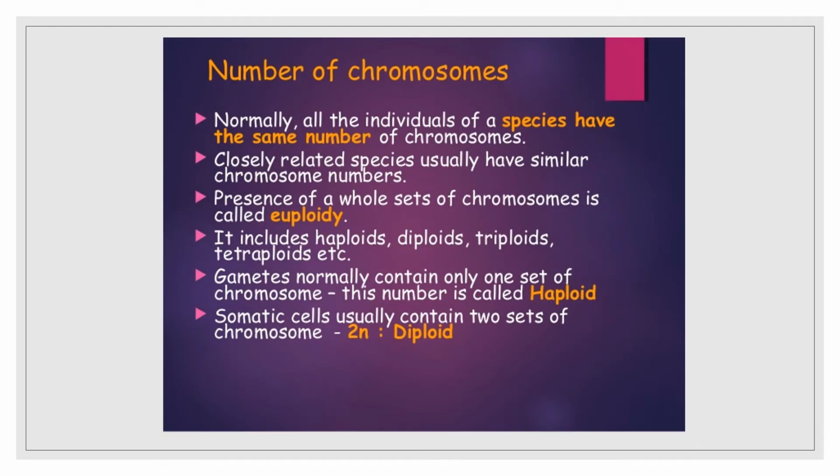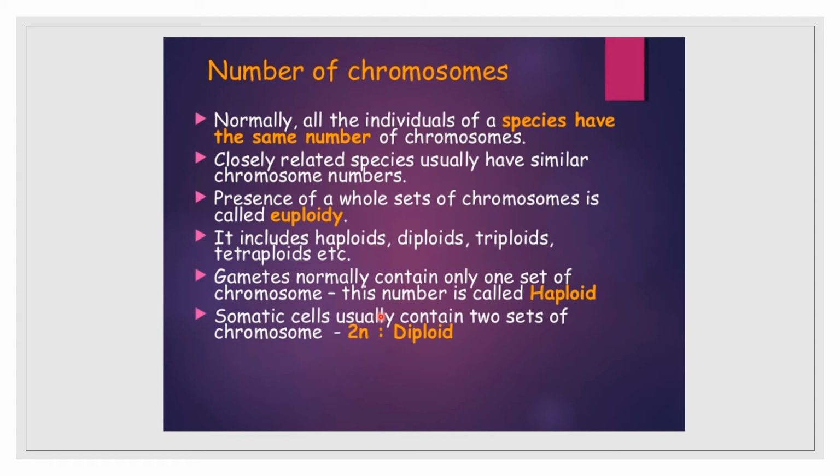The number of chromosomes varies from species to species, but all the individuals of a species have the same number of chromosomes. Closely related species usually have similar chromosome numbers. The presence of whole sets of chromosomes is called euploidy. Whole set of chromosomes equals euploidy. This euploidy can be N, that is haploid, 2N diploid, 3N triploid, tetraploid, and so on.